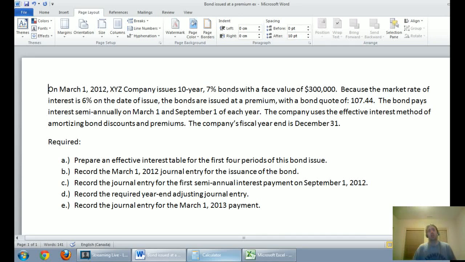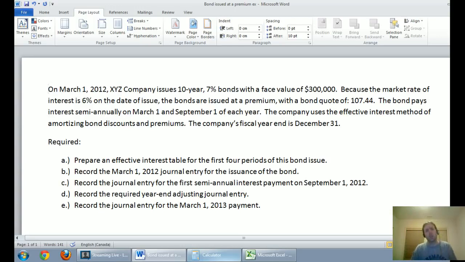In our last video, we walked through how to deal with a bond that's issued at a discount. We also talked about the basics of bonds and how they work. If you're more interested in a bond primer, I would refer you to the last video in this series, part 1. This is part 2, and this will be the final part in the series on bonds.